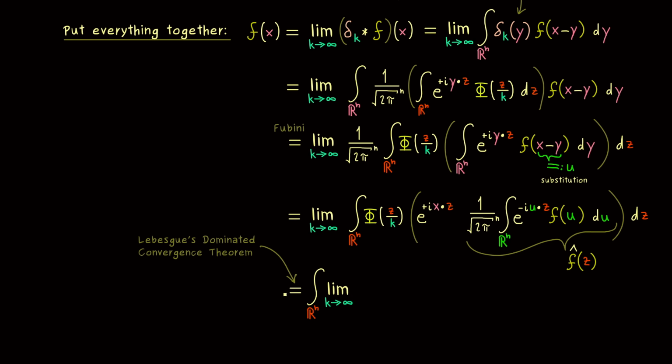In fact, in order to apply it, we have to check for an integrable majorant, but f hat is integrable and phi is definitely bounded. So the whole thing is not a problem at all, and what we get out here for the limit is just phi at 0. And by putting the origin into the Gaussian function, we see that we get exactly the factor as always. So we have 1 over the square root of 2 pi to the power n, and the whole inversion formula is there.